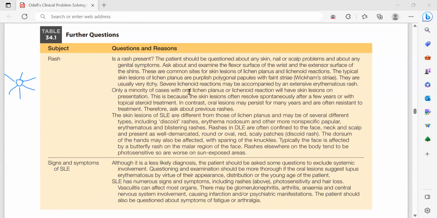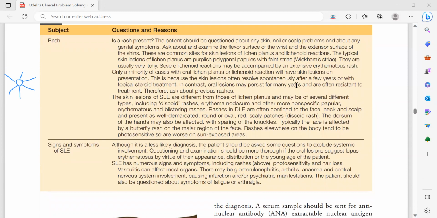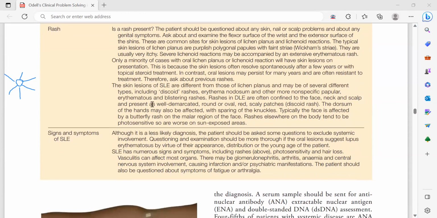Only a minority of cases with oral lichen planus or lichenoid reaction will have skin lesions on presentation. This is because the skin lesion often resolves spontaneously after a few years or with topical steroid treatment. In contrast, oral lesions may persist for many years.